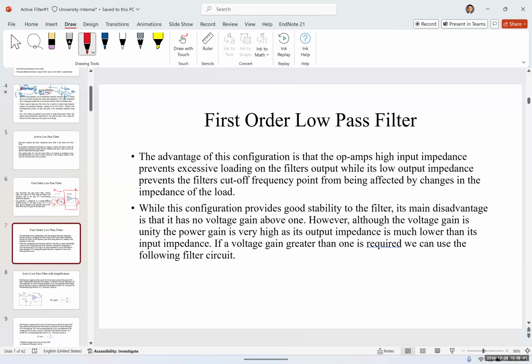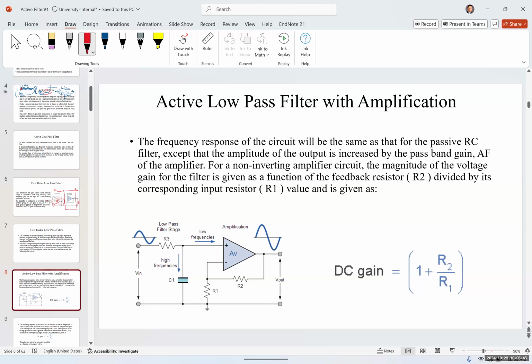So if you need a gain more than 1, we can use this. Can you tell me what type of amplifier this is? Since the input is connected to the non-inverting input, this is a non-inverting amplifier. For a non-inverting amplifier, the gain is 1 plus R2 over R1.